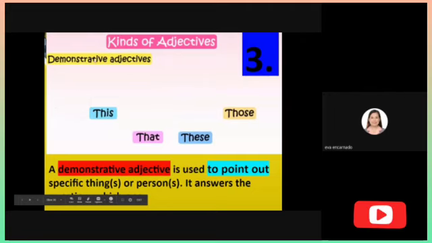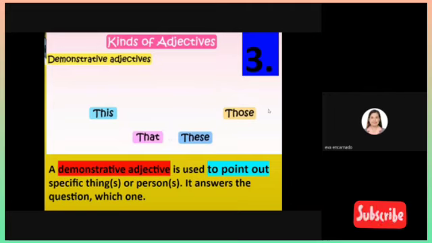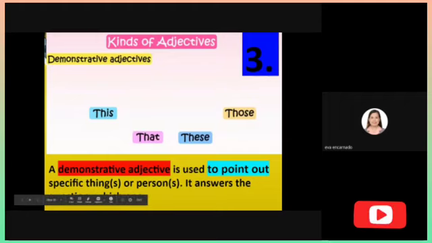Okay. The number 3 kind of adjectives that we are going to talk about is demonstrative adjectives. What are the examples of demonstrative adjectives? This, that, these, those, di ba? What is a demonstrative adjective, teacher? It is used to point out. Ito lang ang tandaan nyo. When we are talking about demonstrative adjectives, we point out specific things or persons. It answers the question, which one? Demonstrative means pointing out. Ito lang 4 na to, class. This, that, these, those.